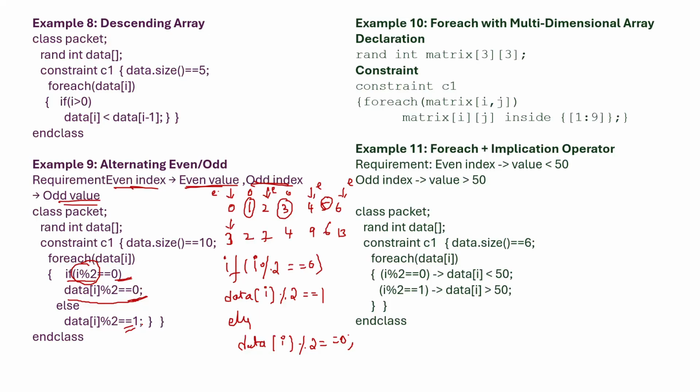Any doubt? For foreach with a multi-dimensional array, you already know how to write the multi-dimensional array of i, j, so a two-dimensional array I will write that. Same thing here also, he is explaining foreach plus the implication operator. That means an if-else condition like that. If i % 2 == 0, that is even, my value should be less than 50. Or for odd values, my value should be greater than 50.